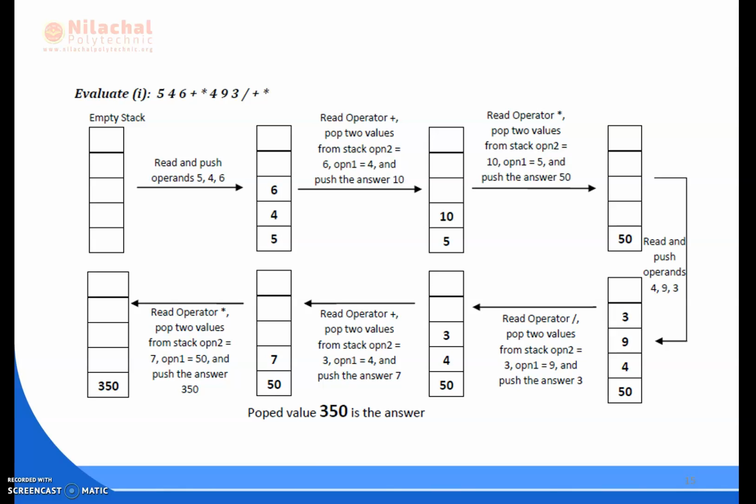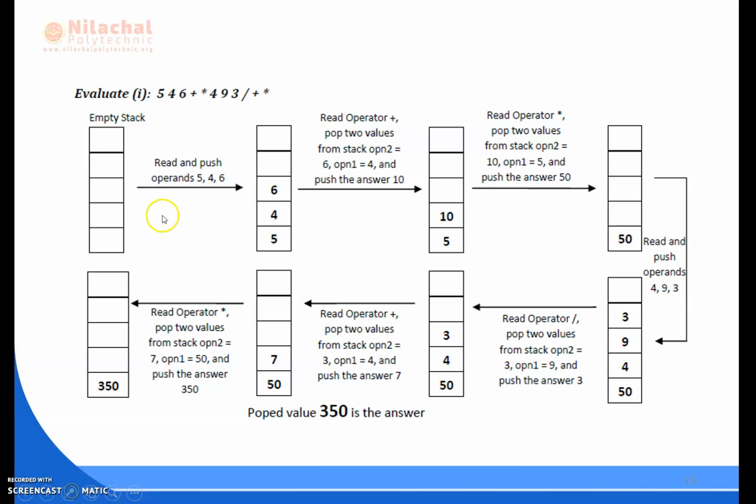After 4 9 3 we see a division operator. When we see the division operator, two values are to be popped out from the stack: operand 2 is 3, operand 1 is 9. We need to perform the operation operand 1 divided by operand 2, that is 9 divided by 3, and we get the answer 3, and we push the answer into the stack.